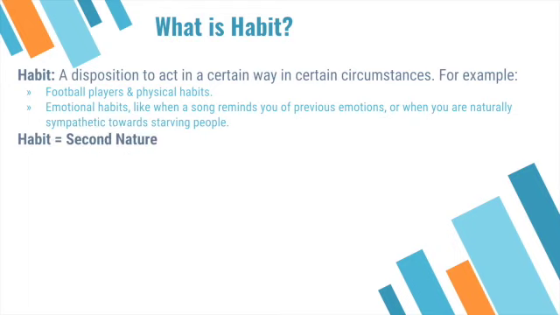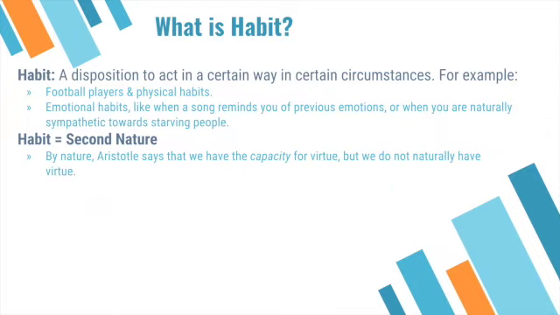So a habit is like a second nature. By nature, Aristotle says that we have the capacity for virtue, but we do not naturally have virtue. So we are not born already perfect, but we're born with the ability to grow. When a habit develops, it becomes natural for us to act in a new way. So, for example, take the football player. At first, it's not natural to throw, it's not natural to react in certain ways in the middle of a game, it's not natural for him to make certain plays.